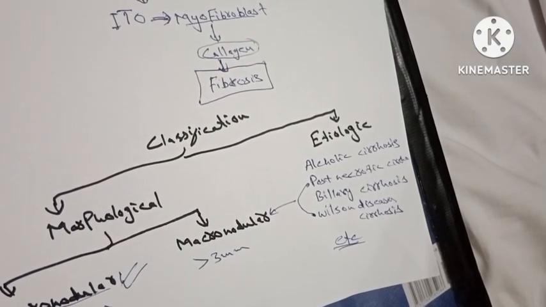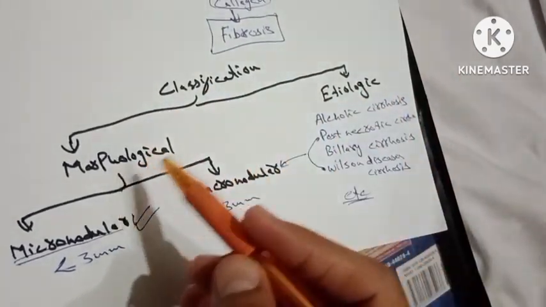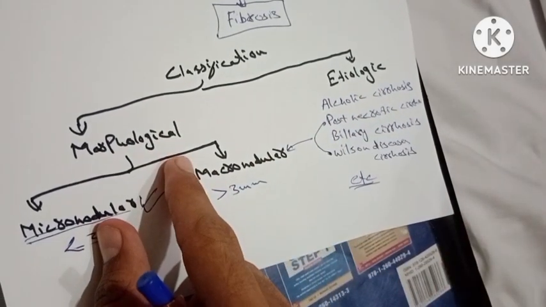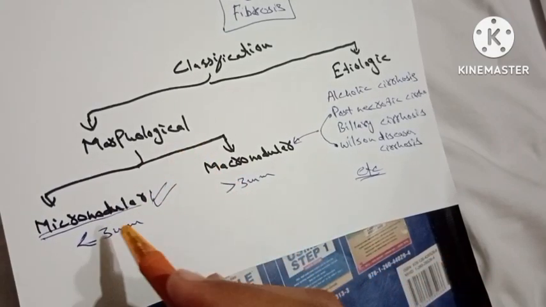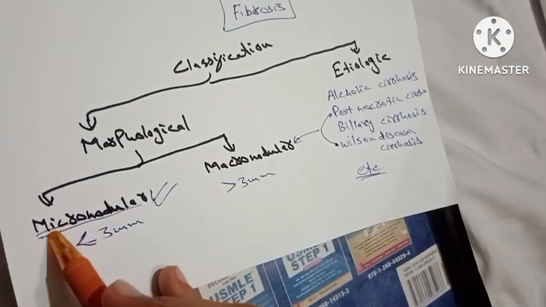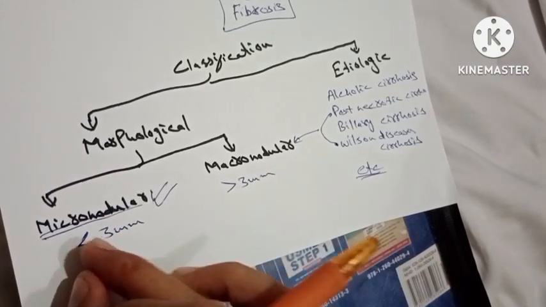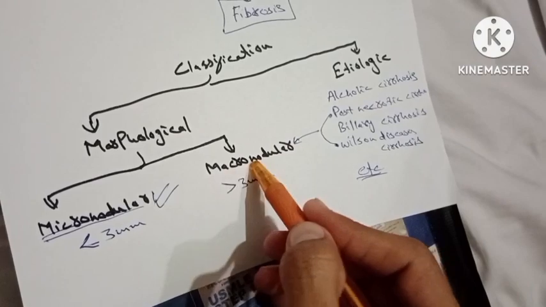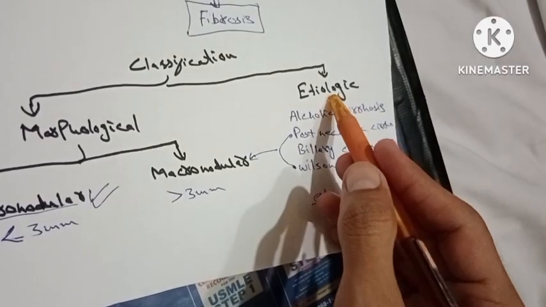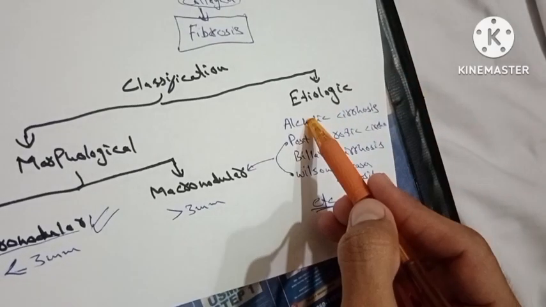Okay. I'm going to repeat again the classification of cirrhosis. There are two types of classification: morphological classification and etiological classification. In morphological classification, some are micronodular cirrhosis, some are macronodular cirrhosis. Okay. Micronodular cirrhosis, first remember micro, less than: if the nodule is less than 3 millimeter, it is micronodular cirrhosis. Macronodular cirrhosis, if the nodule is greater than 3 millimeter. Okay. Then the other is etiologic classification, and there is alcoholic cirrhosis. This is 70 to 80%.